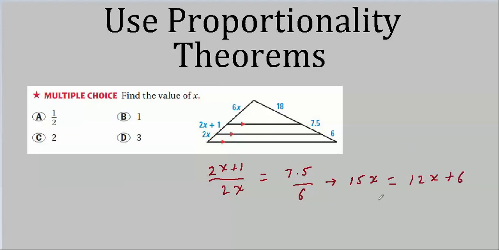Subtract 12x from each side. And get that 3x equals 6, or x equals 2. And that's over here. At least that's a step in the right direction. The answer we came up with was one of the options.